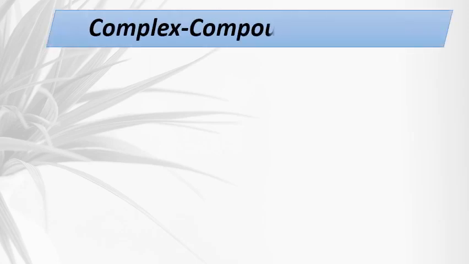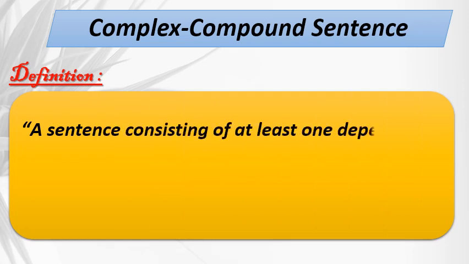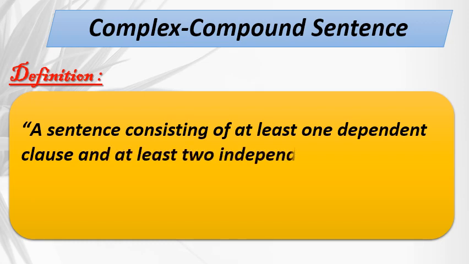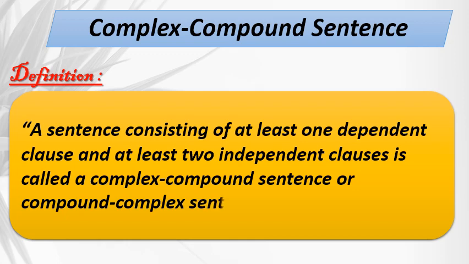Now, let us see the last kind of sentence. What is a complex compound sentence? A sentence consisting of at least one dependent clause and at least two independent clauses is called a complex compound sentence or compound complex sentence. So now let us see a few examples to clarify it.